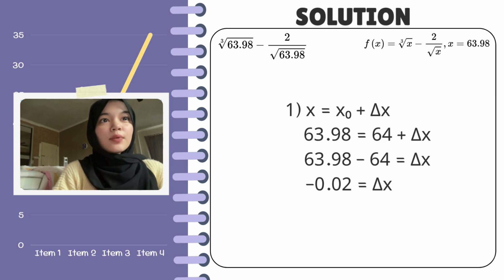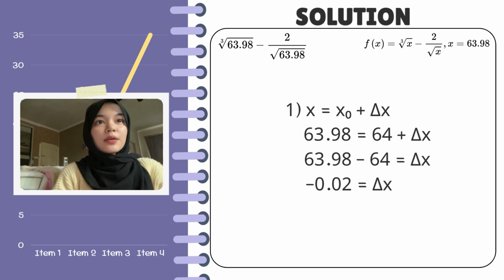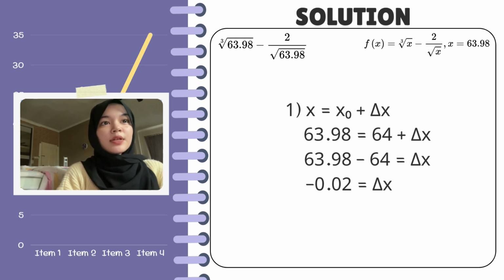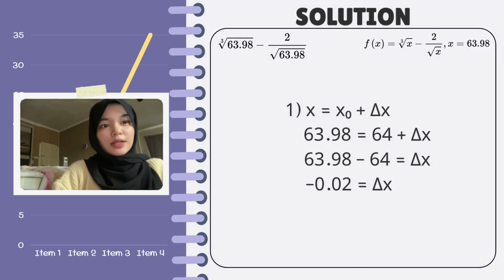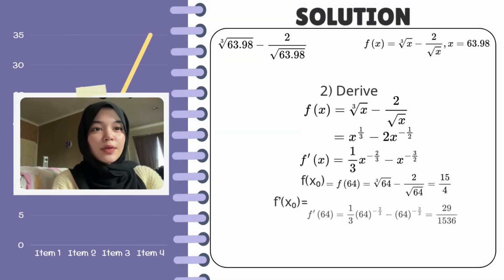For the first step, we have to find delta x by using the formula x equal to x naught plus delta x. We have x equal to 63.98 equals 64 plus delta x. 63.98 minus 64 equals delta x, and we have negative 0.02 equals delta x. Next, we have to differentiate f(x).